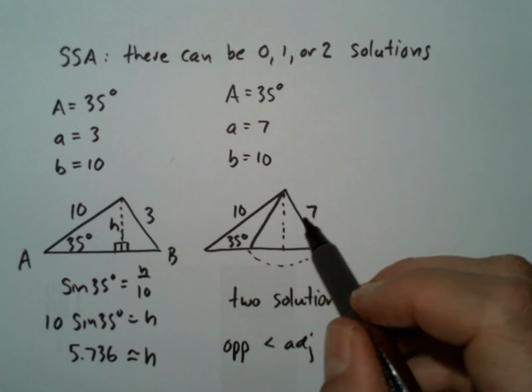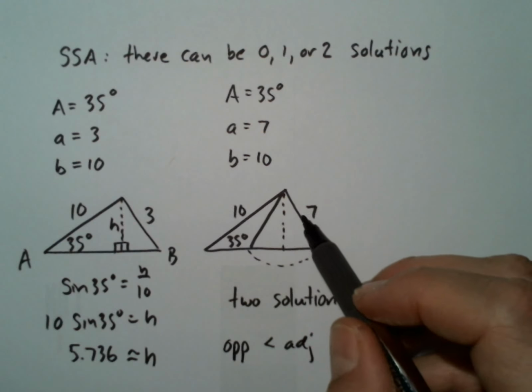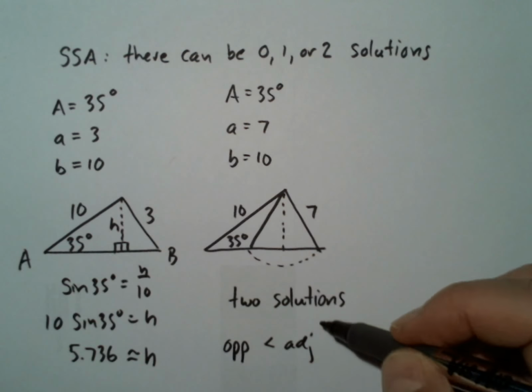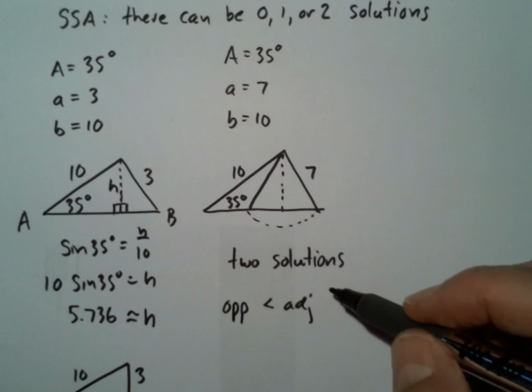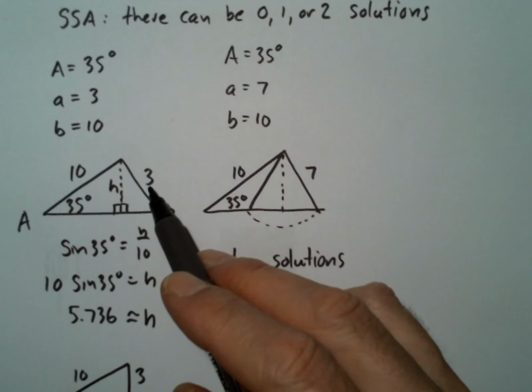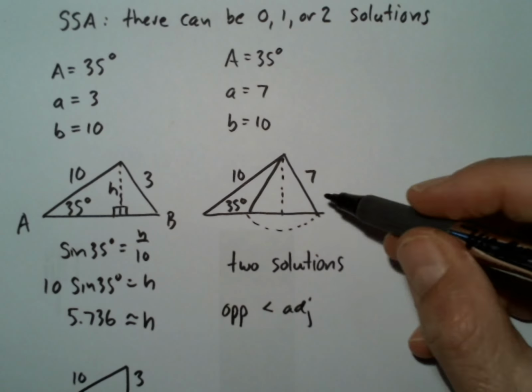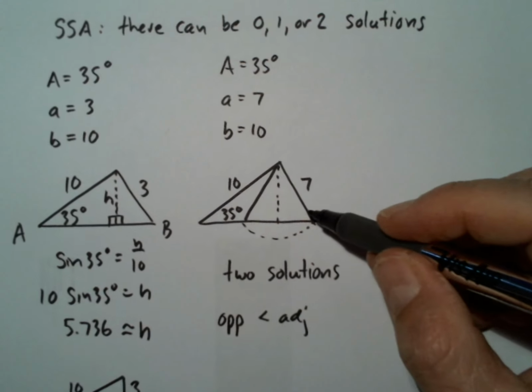That occurs when the opposite is less than the adjacent. The opposite of 35, when the opposite is less than the adjacent, has the possibility of having two solutions as long as the opposite is greater than the height. And we'll look at this in an example.